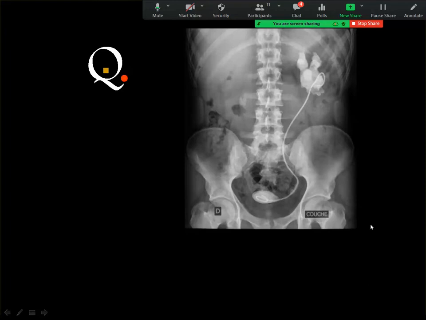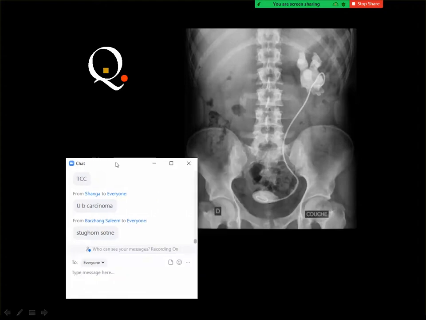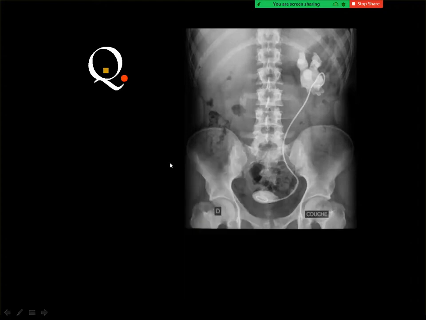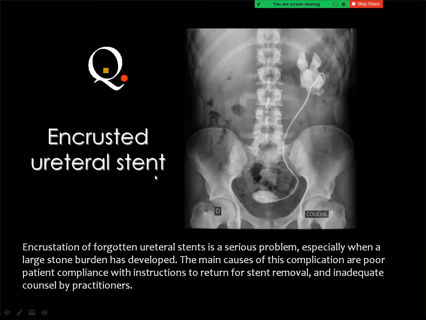Okay, and this is the ureteric stent on the left side. Whenever you see that the stent is complicated by the development of calculi in the kidney, and the calculi along the course of the stent itself in the ureter, and also calculi in the urinary bladder. This is known as incarcerated ureteric stent.